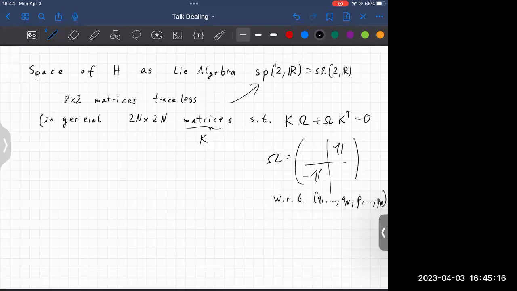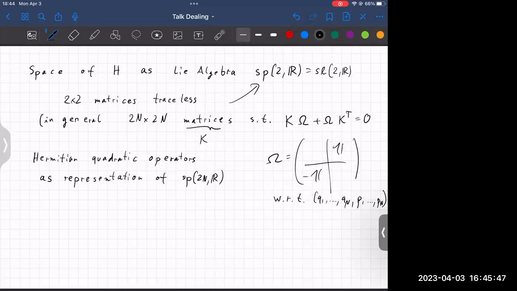And I can tell you even specifically how the relation is. So this is really Hermitian quadratic operators as representation of sp2nR. And the relation goes as follows.